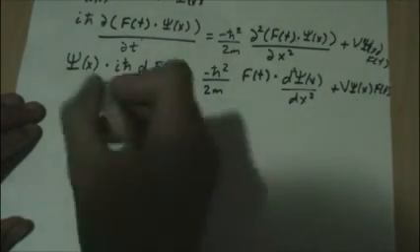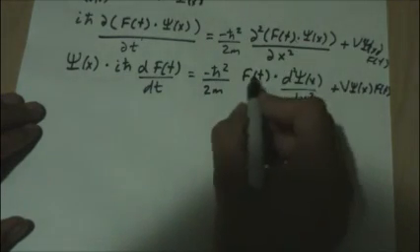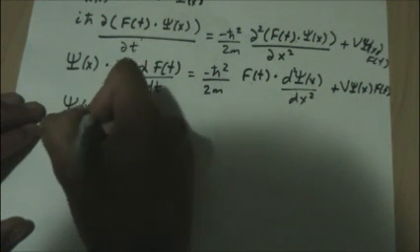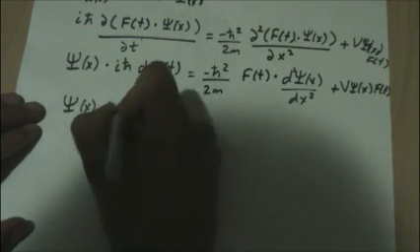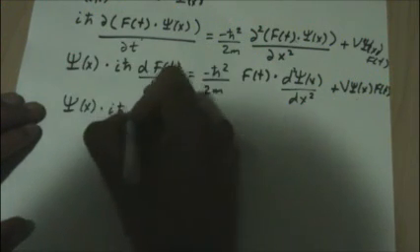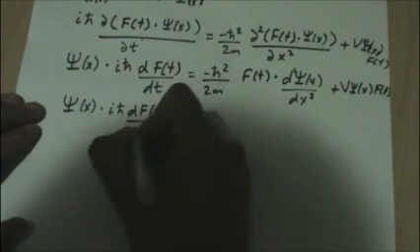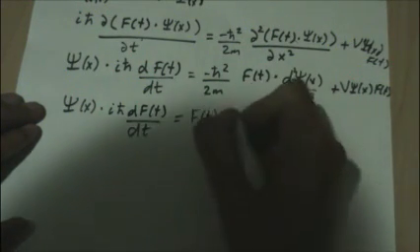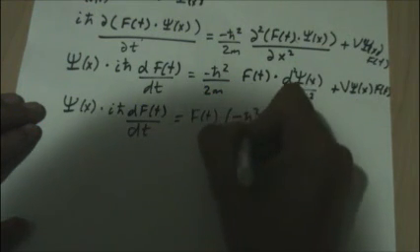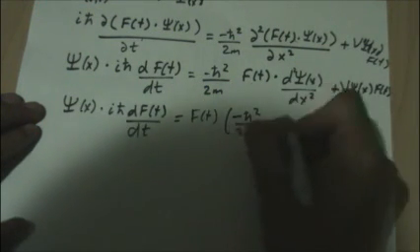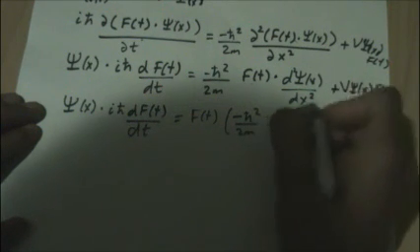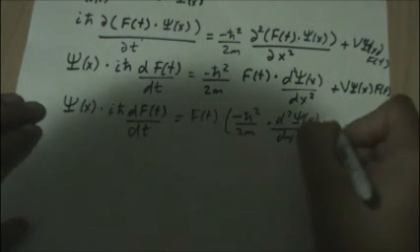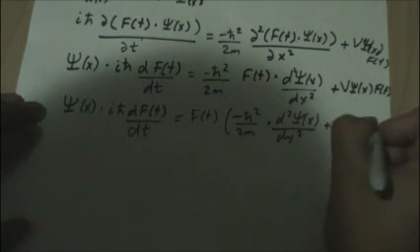Now what I'm gonna do is over here I'm just gonna take a common factor of f of t, and over here I'm gonna take a common factor of, well, it's already taken out, so I'm just gonna leave it like that. Why go through the same trouble? Okay, I'm gonna take f of t out, and I'm gonna be left with negative h bar squared over 2m times d squared psi of x over dx squared plus v psi of x.